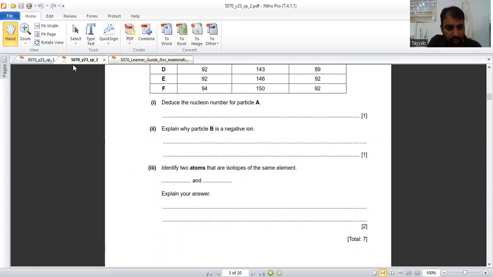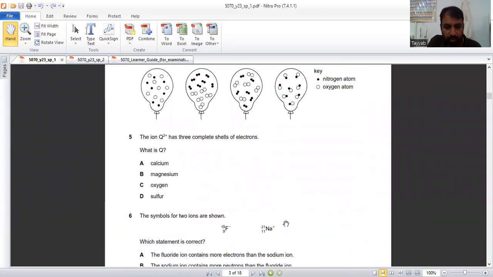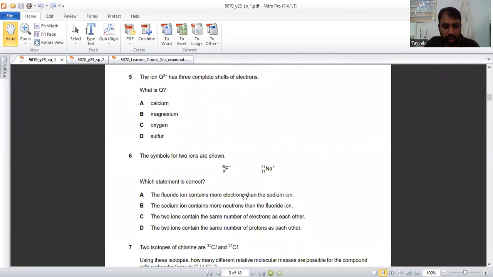I would also like to show you some questions from the MCQ paper. In the MCQ paper, you see the symbols for two ions, F minus, Na positive. Okay, atoms form ions. We will discuss this in the bonding chapter. Interestingly, F minus has gained one electron. How would we know? It has a negative charge. Na positive has lost one electron. How would we know? It has a positive charge. Positive one means it has lost one electron.